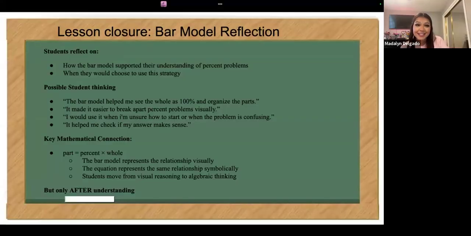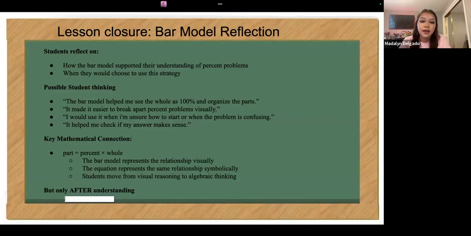For this lesson closure, bar model reflection, students reflect on how the bar model supported their understanding of percent problems and when they would choose to use the strategy. For possible student thinking: the bar model helped me see the whole as 100% and organize the parts. It made it easier to break apart percent problems visually. I would use it when I'm unsure how to start or when the problem is confusing. It helped me check if my answers make sense. And those are just some possible student thinking.